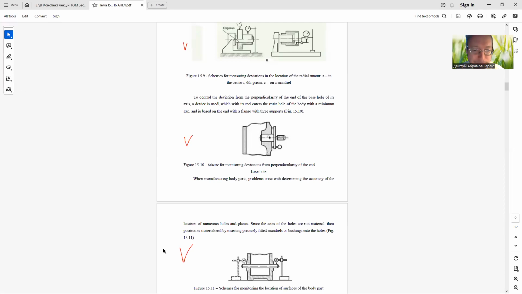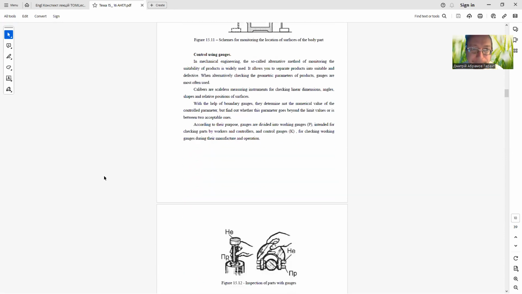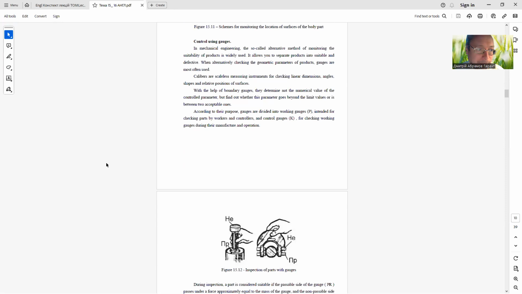And we continue. Next item of our lecture, control using gauges. For today it is the last item, and we will continue with the other items of our lecture in the next lesson. So, control using gauges.